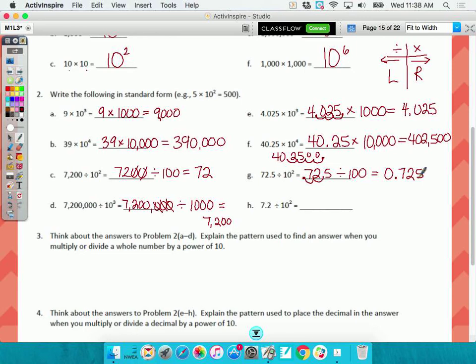725,000. Very good. Okay, the next one. 7 and 2/10 divided by 100. Now, are you rewriting all these like I'm asking you to? Yes. I had a feeling you were doing it correctly. Thank you. So how many place values will I move? 2.